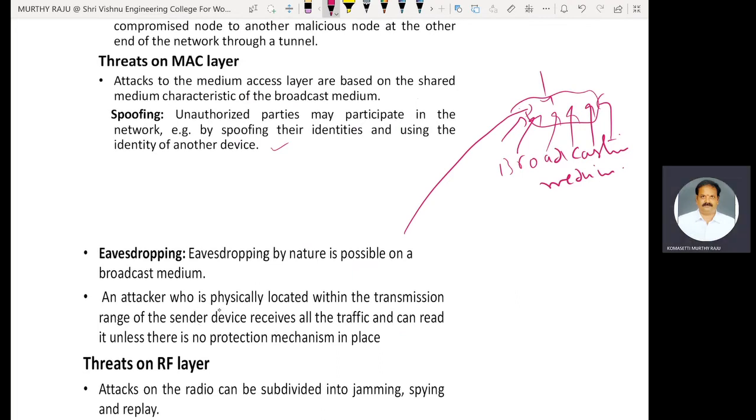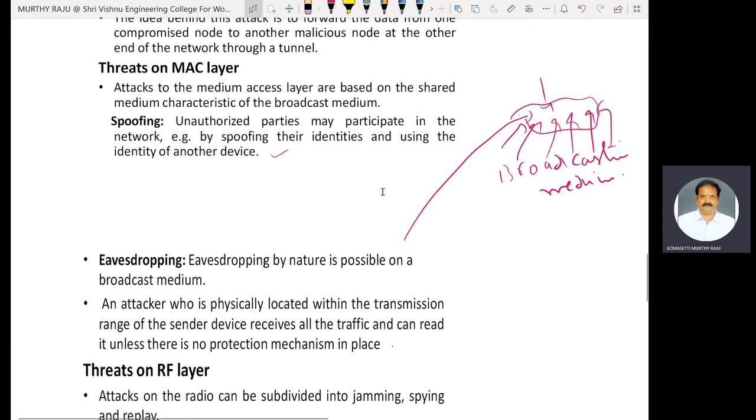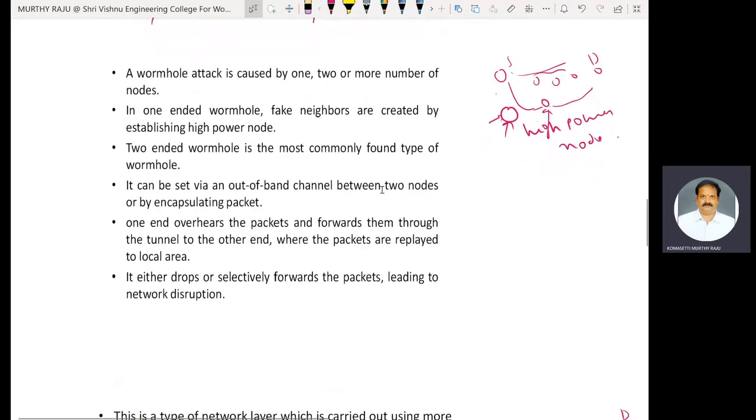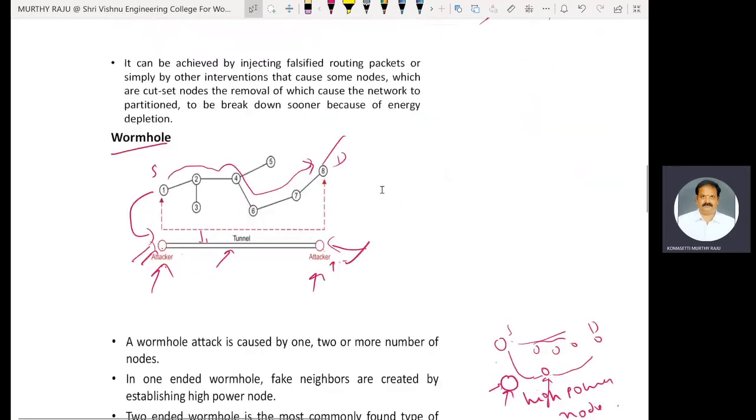An attacker who is physically located within the transmission range of the sender device receives all the traffic and can read it unless there is a protection mechanism in place. This is called eavesdropping. These are the buffer overflow, spoofing, eavesdropping, and operating system threats.